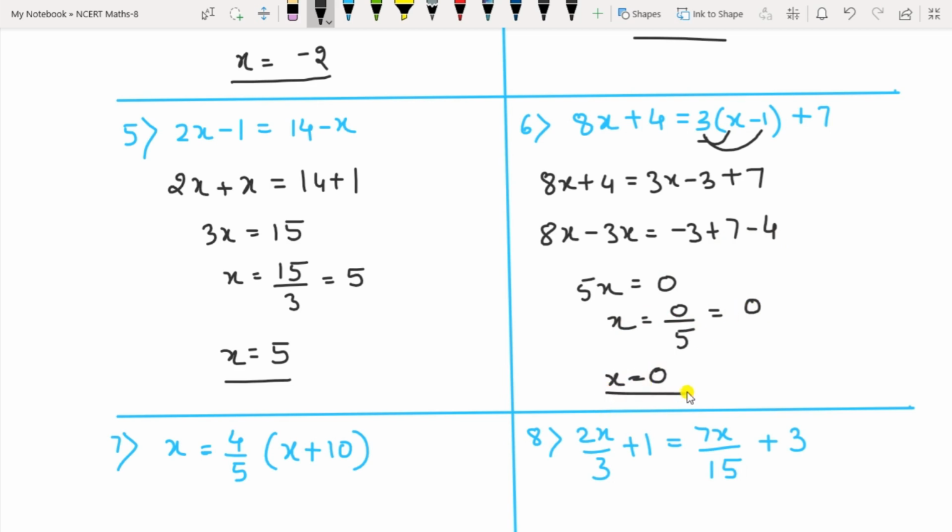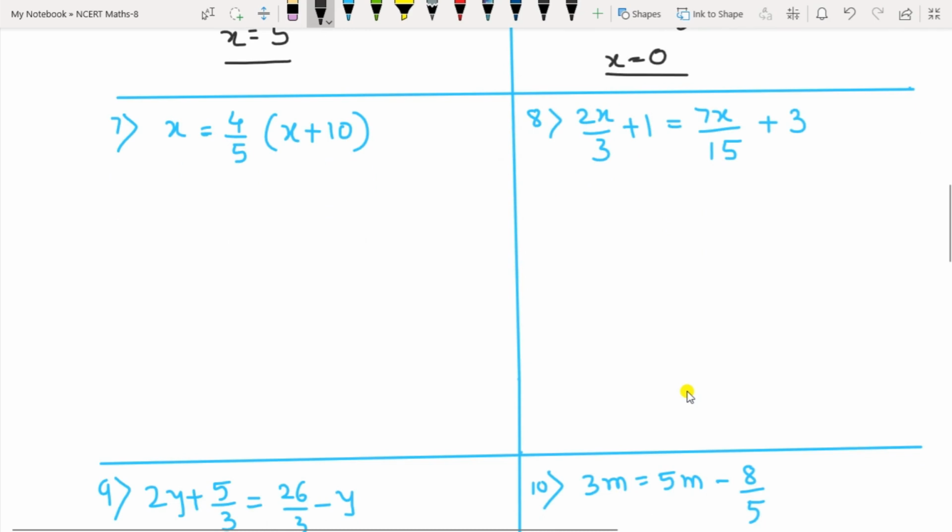Next question here. x equal to 4 by 5 bracket x plus 10. 4 by 5 is in multiplication form with this. Now what you can do is bring this 5 to the other side. So it will be 5x equal to 4 times (x plus 10).